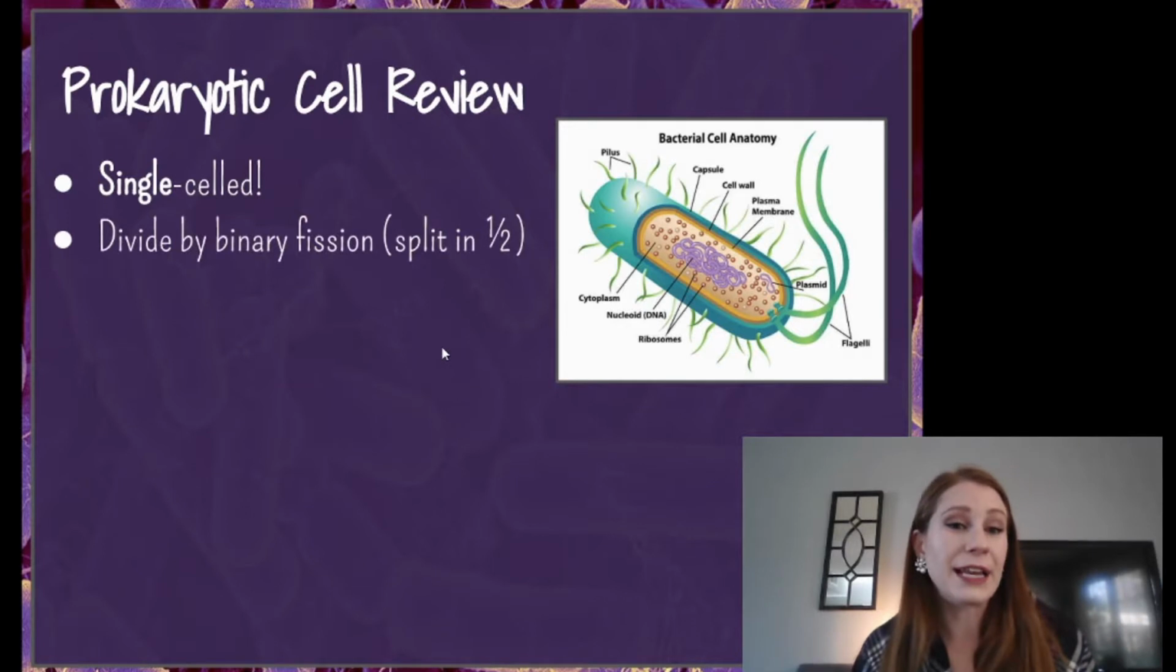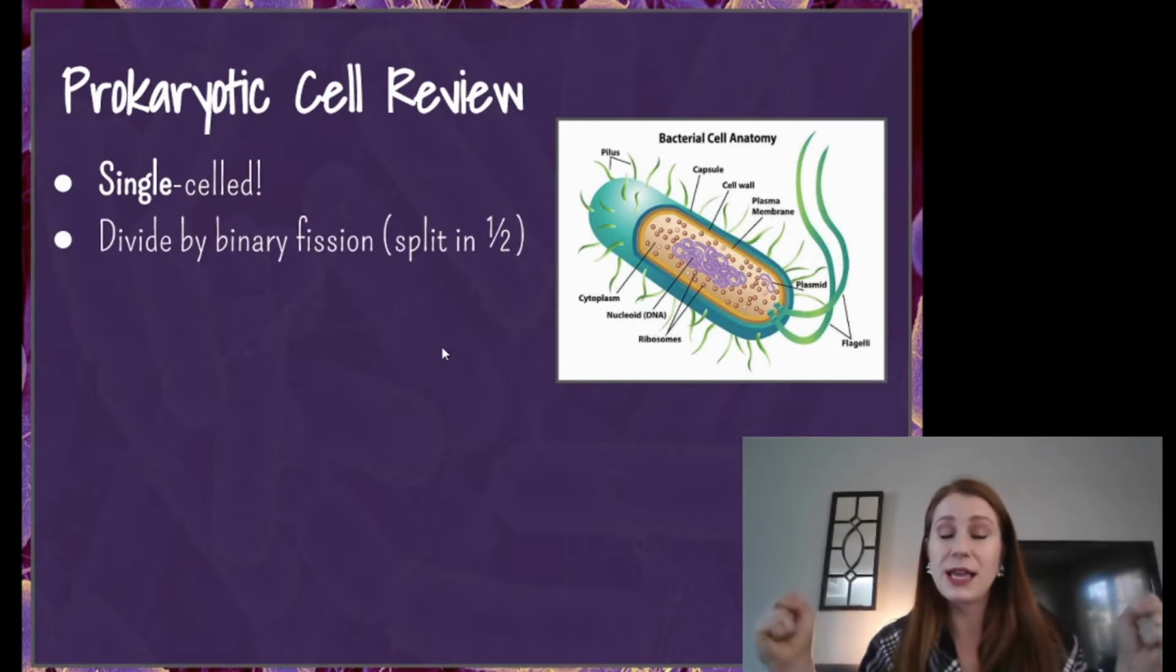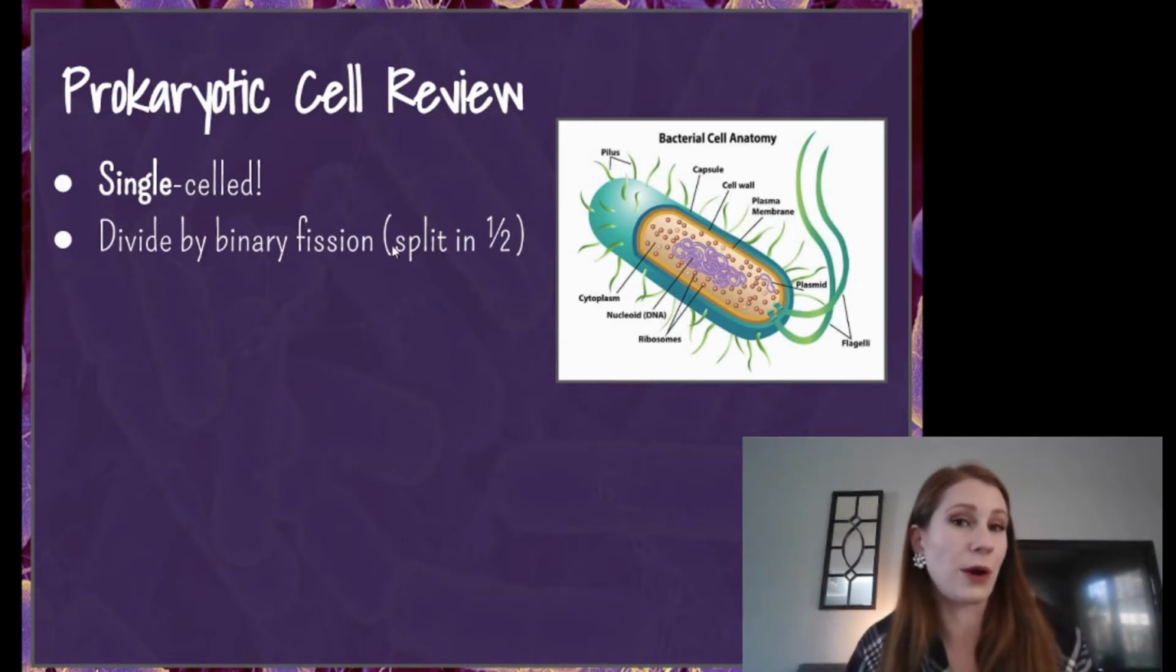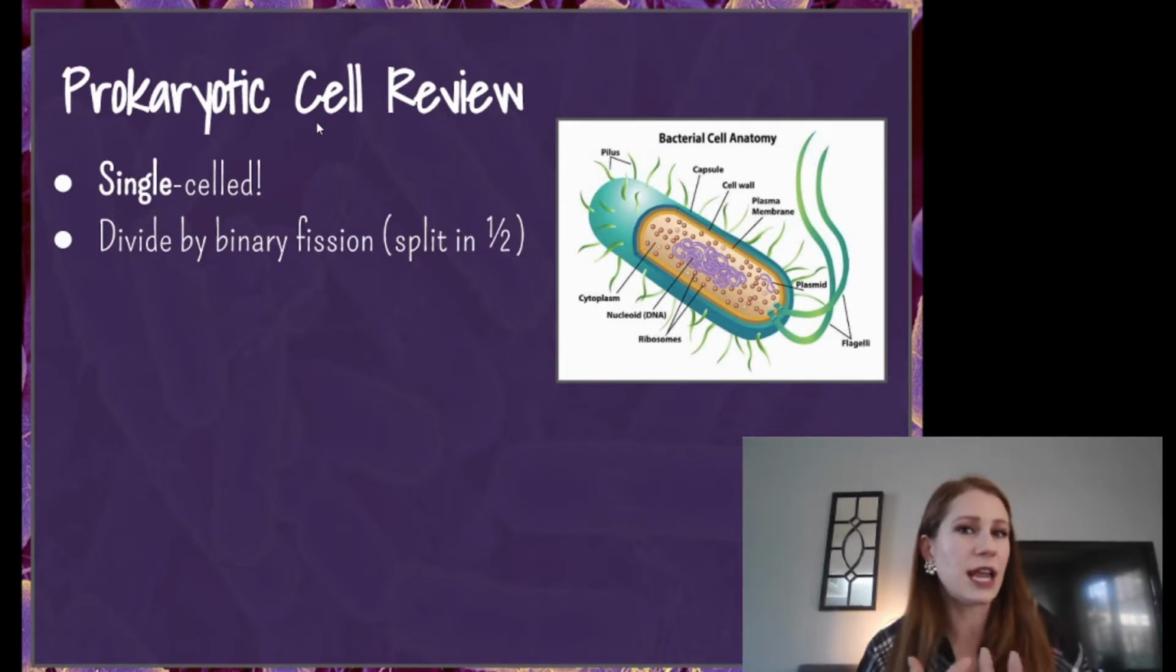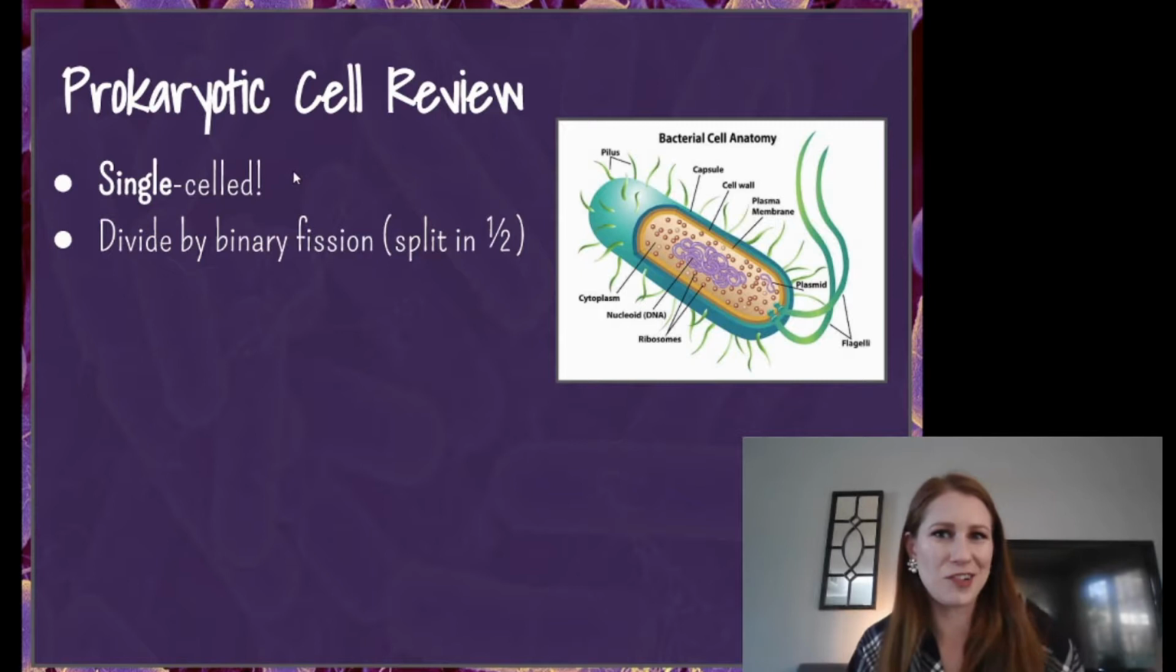They divide by binary fission, where they split in half. So half of their DNA just splits, and then their cells reform around it. So it's pretty simple. There are other forms of prokaryotic cell division called conjugation, which involves the swapping of DNA between prokaryotic cells, but we won't talk about that here. And if you need to know more about it, the internet is your oyster.